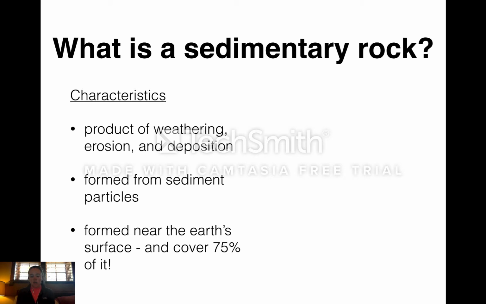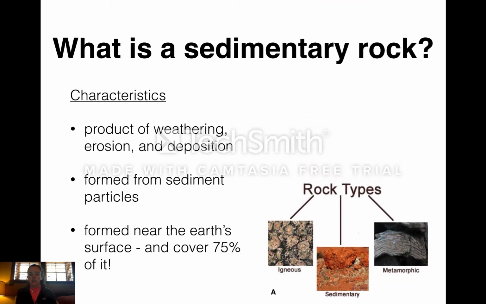Sedimentary rocks are one of the three major rock groups: igneous, sedimentary, and metamorphic. Igneous rocks are formed through melting and crystallization, and metamorphic rocks are formed under high pressure and temperatures in the deep crust of the earth.